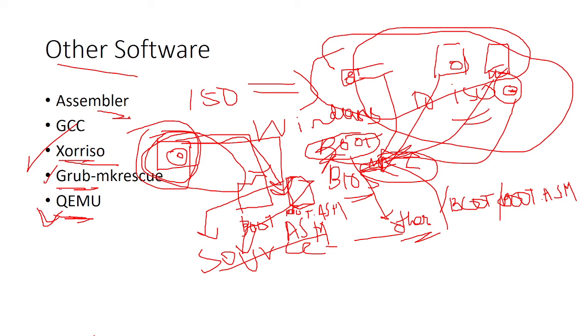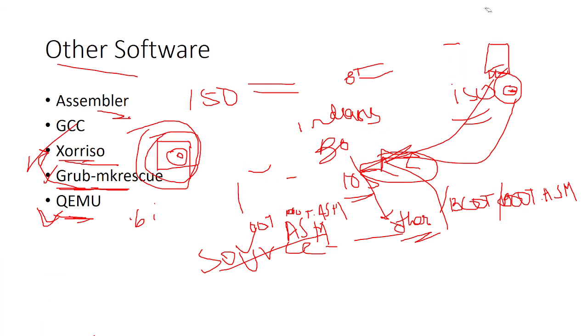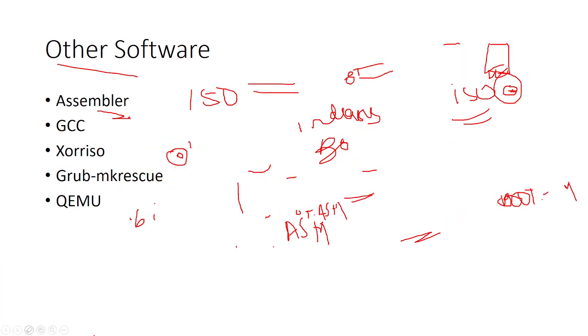So now let's come to GRUB make rescue. Basically, GRUB make rescue is a tool that helps us create an ISO file using XORRISO, but it creates a .bin file. So you might know this thing properly. Now let me erase all this stuff. Okay, so now it's a little bit clean.